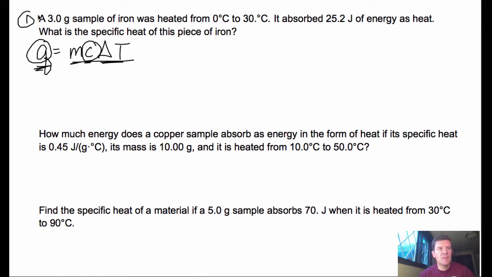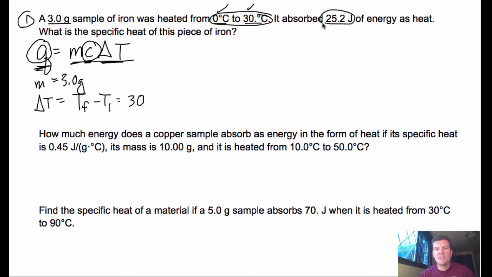In this first example, it says a 3 gram, there's your mass, sample of iron was heated from 0 to 30. There are your temperatures, initial and final. To find delta T, it is always the final minus the initial. So for us, it's going to be 30 minus 0, which is 30. It absorbed 25.2 joules of energy. This is your Q right here. They're giving you the Q value. And it's asking to find the specific heat of this piece of iron. That's the C. You're trying to find C right there.